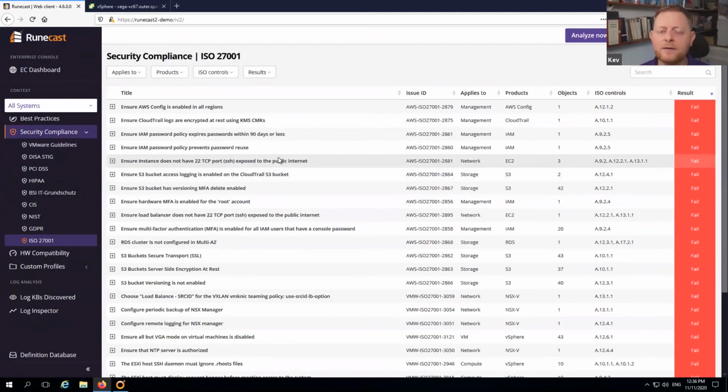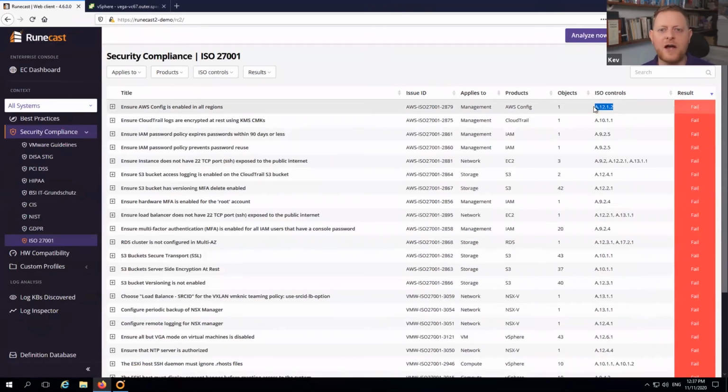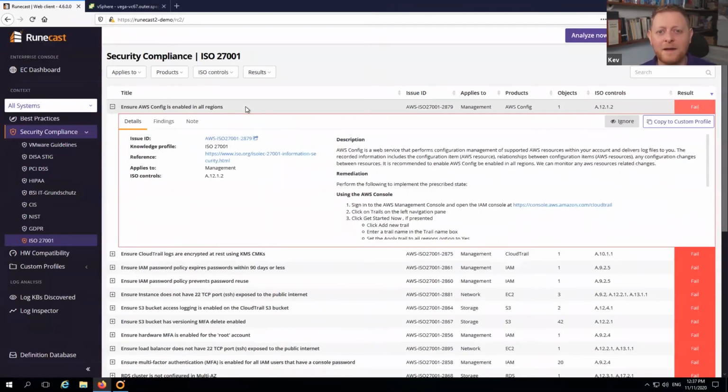The most important aspect for me is that we provide a really easy way to map between the technical findings that Runecast Analyzer provides and these ISO controls. The ISO controls are the things the auditors are going to be super interested in. They're not going to ask you, have you ensured you've got AWS Config enabled in all regions? Because from an auditor's perspective, they don't care. ISO, as with all the other standards, is written from a technology agnostic perspective. It needs to know that you're doing the right thing, but it doesn't need to know how you're doing it or how this applies to your environment.